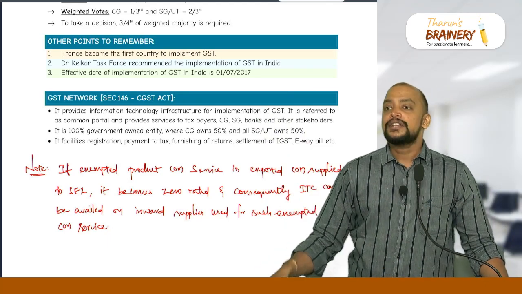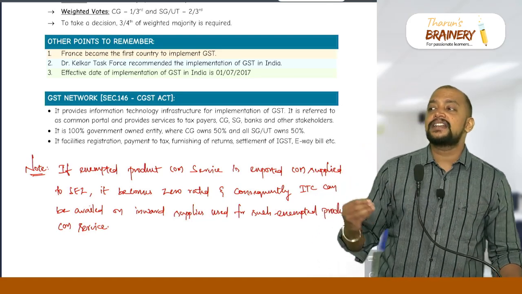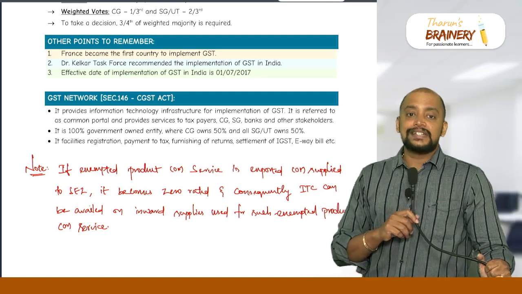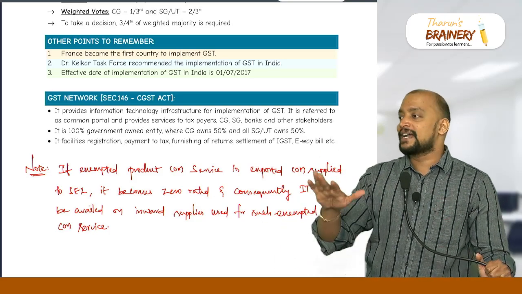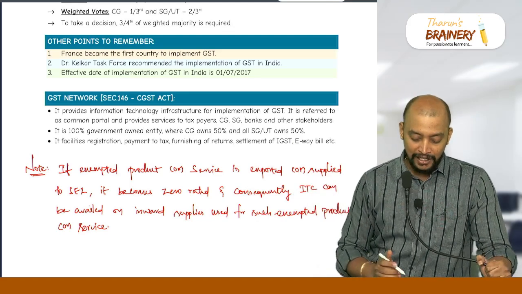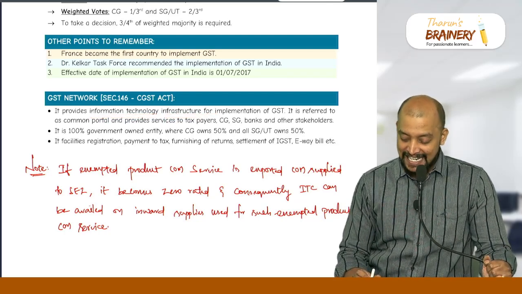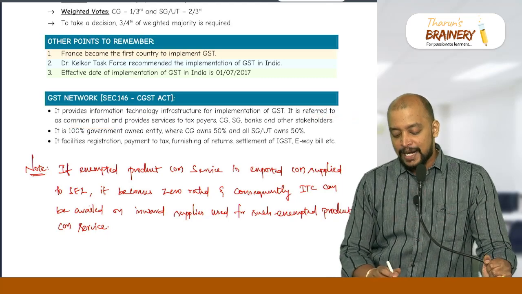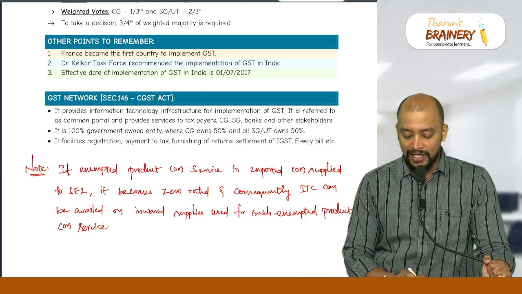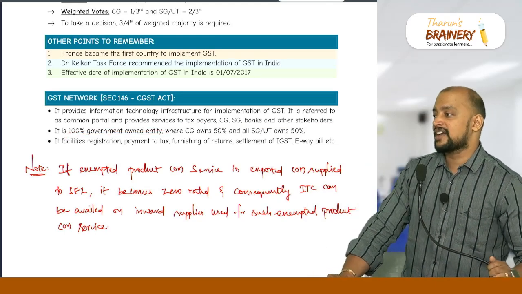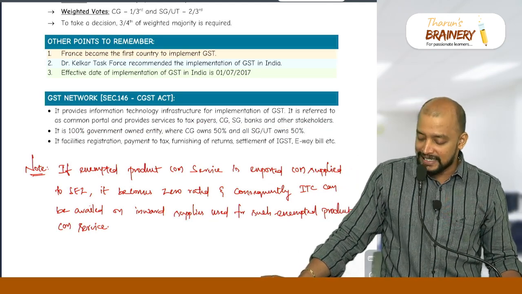This portal acts as a single point of communication between the taxpayers, government and various stakeholders like banks, financial institutions and other parties. So this GST portal or GST Network is a 100% government owned entity, established only for the purpose of providing IT infrastructure for implementation of GST. It is referred to as the common portal and provides service to taxpayers, central government, state government, banks and other stakeholders. In it 50% is owned by the central government, and the remaining 50% by the state governments.